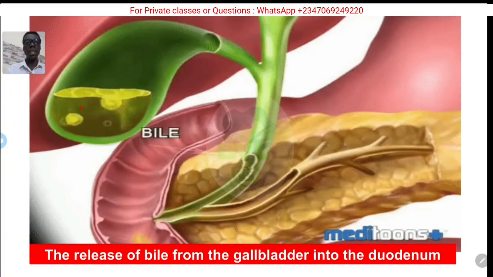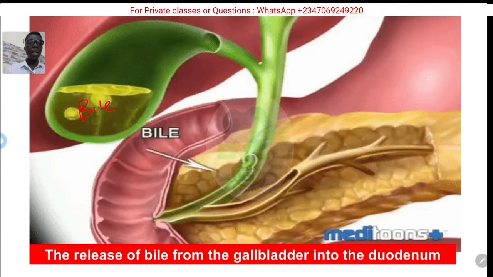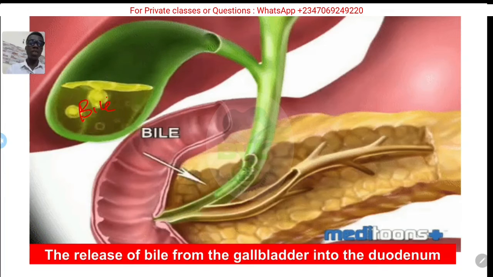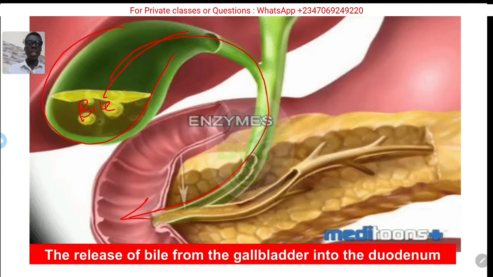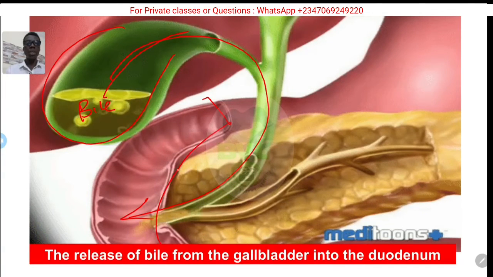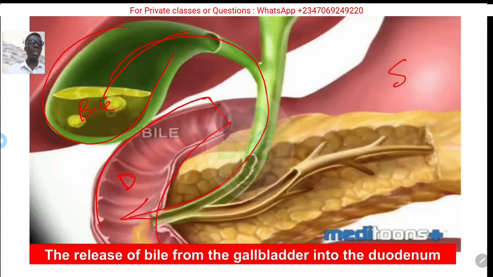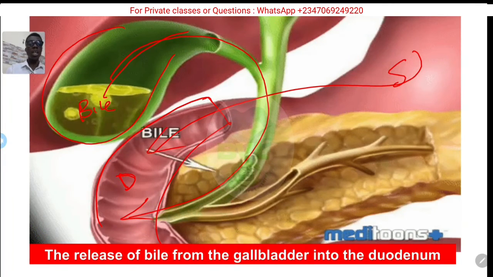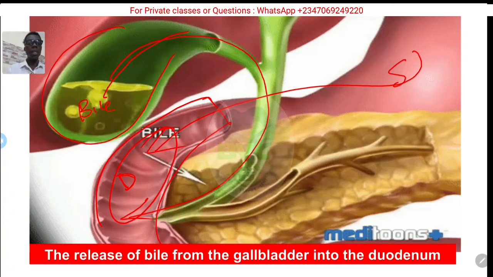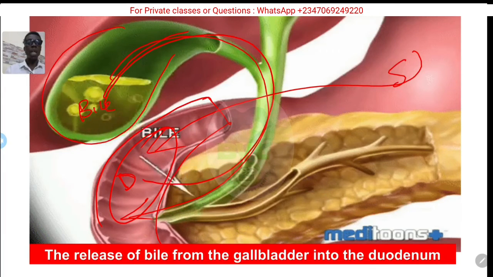This structure here, where I put the B-I-L, is the bile. Is the bile flowing? You can see the arrow showing you that it's coming through. This whole structure is the gallbladder. So it's going this way into the small intestine. This part where I put the D is the duodenum. This is the stomach. So after the stomach, the food moves like this here. But what happens is when food comes to this place, the bile is secreted to emulsify fat.